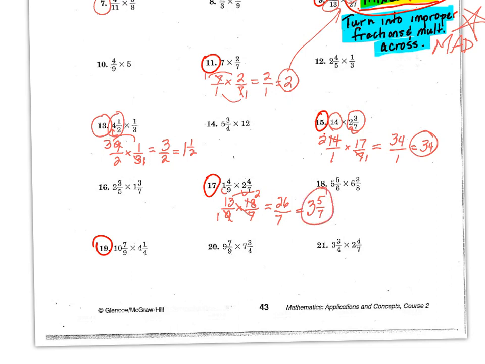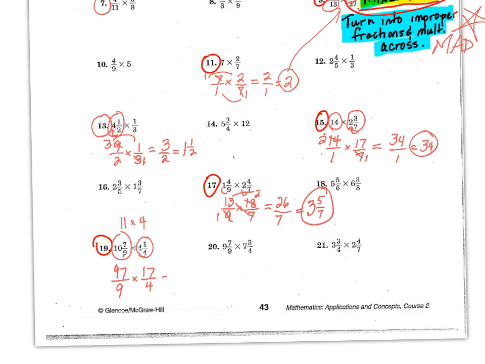Let's look at number 19. Some of these get kind of messy, but if you guys notice, this is close to 11, and this is close to 4. If I take 11 times 4 and estimate, my answer should be close to 44. So 9 times 10 is 90, plus 7 is 97 over 9, times 4 times 4 is 16, plus 1 is 17 over 4. And you guys, this is a messy one because nothing cancels.